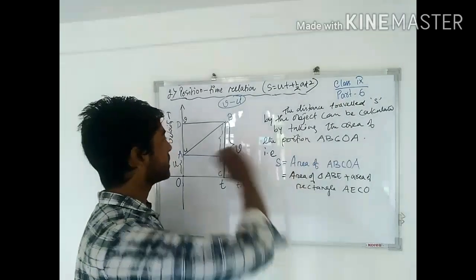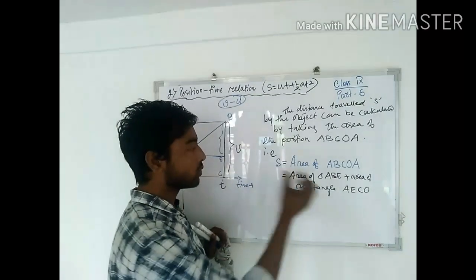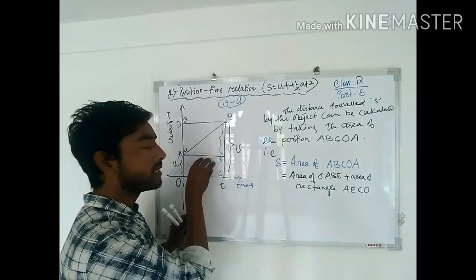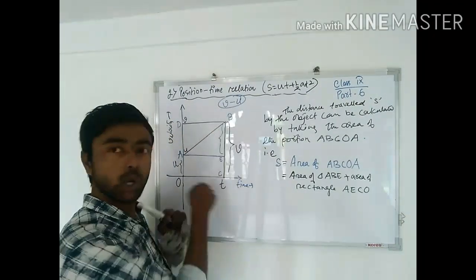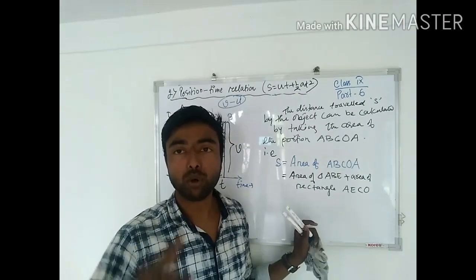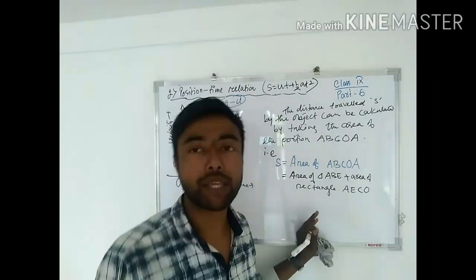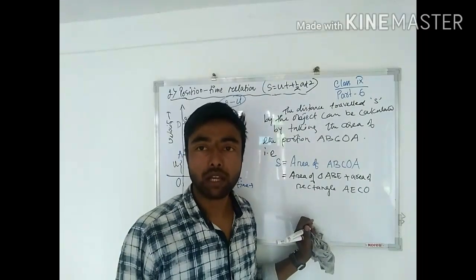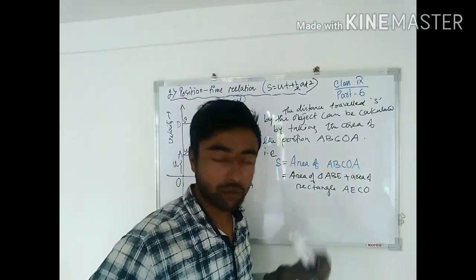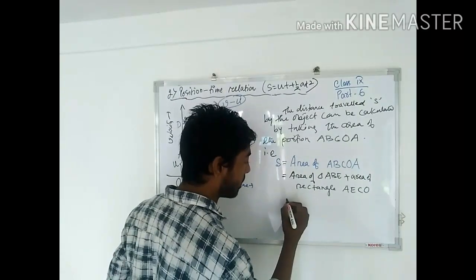ये जो एरिया ऑफ द ट्रेपेजियम क्या होगा? ये दोनों का एरिया का समेशन होगा. If I can find this area and if I can find this area, if I add this, I will get whole area. Done. So अभी हमें क्या निकालना है? हमें दो हिस्सों में हमें क्या निकालना है? एरिया निकालना है. You know the relation, you know the formula to find out the area of a triangle, to find out the area of a rectangle. Okay.